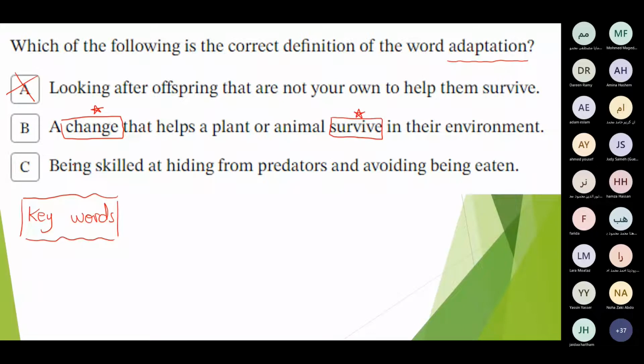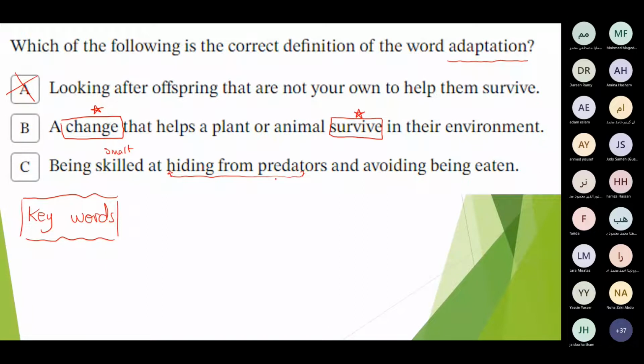Okay, and here being skilled. يعني ايه skilled يا جماعة؟ احنا عارفين skill يعني مهارة. اوكي؟ يبقى being skilled يعني being smart, at hiding from predators. ان احنا نعرف نستخبى من الناس اللي عايزة تفترسنا. And avoiding being eaten. نتجنب ان احنا نبقى ايه؟ نتاكل. يعني avoid to be another animal's meal مثلا او food.